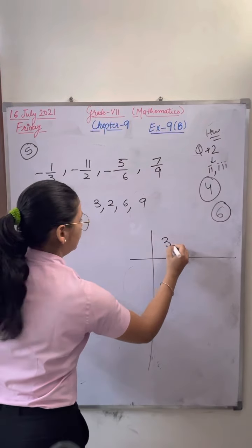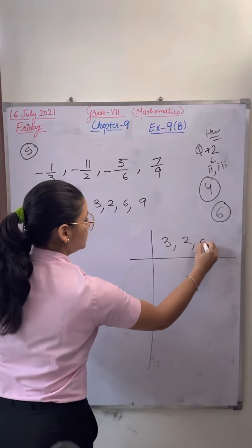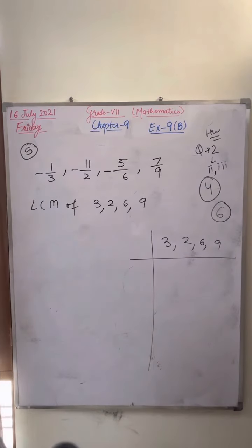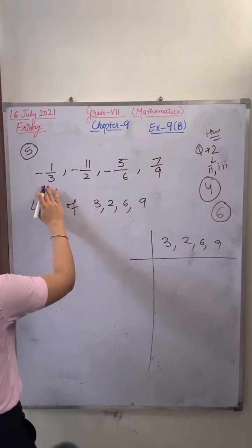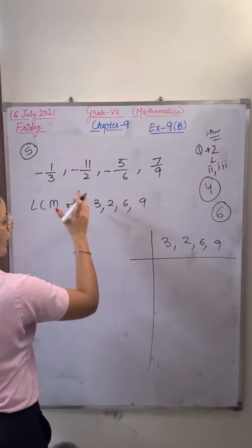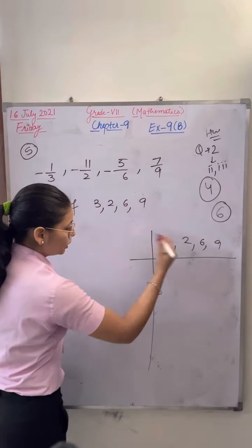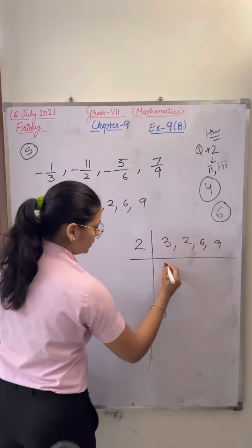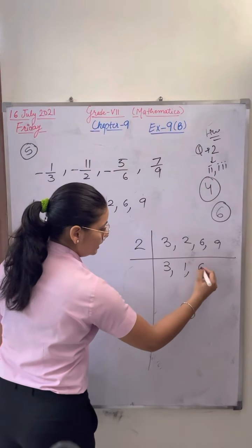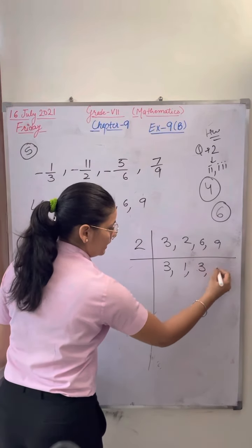Denominators 3, 2, 6 and 9. Find the LCM of 3, 2, 6 and 9. If the denominators are different, you first have to find the LCM of the denominators. Go on the 2 table first: 3 as it is, 2 ones are 2, 2 threes are 6, and 9 as it is.